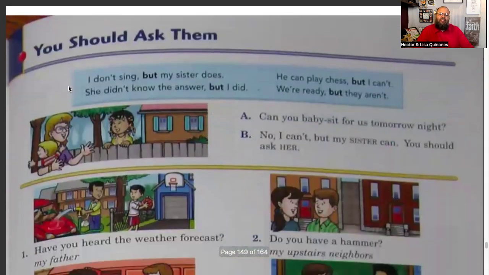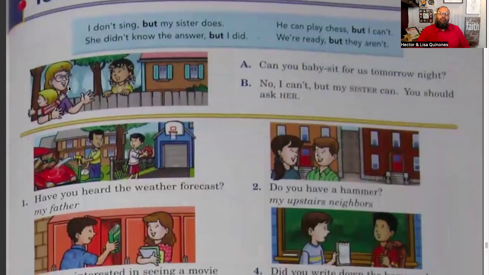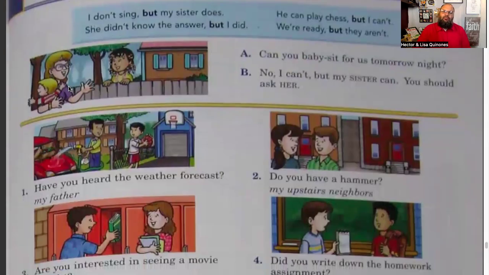Okay, you should ask them. Please repeat after me. I don't sing, but my sister does. She didn't know the answer, but I did. Yo no canto, pero mi hermana sí lo hace. Ella no sabía la respuesta, pero yo sí, o yo la sabía.